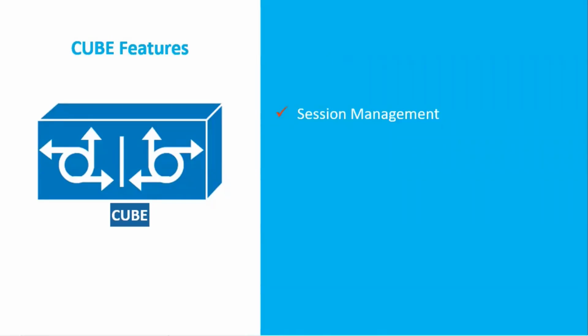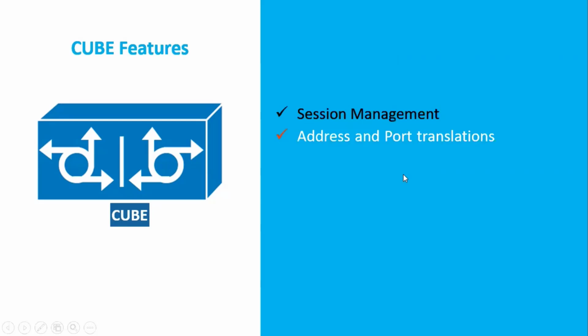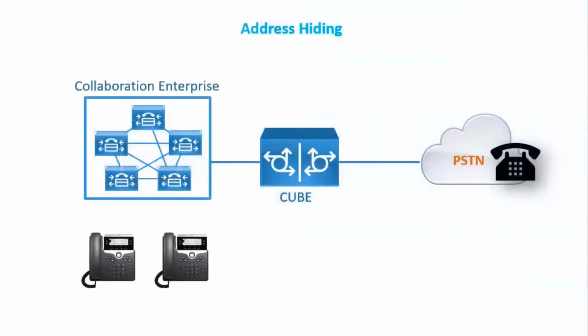We talked about session management. Let's proceed further and talk about address and port translation. Cisco Unified Border Element actually provides a demarcation between your enterprise network and your IP telephony service provider. The only IP address which gets revealed to the IP telephony service provider is configured on this port.